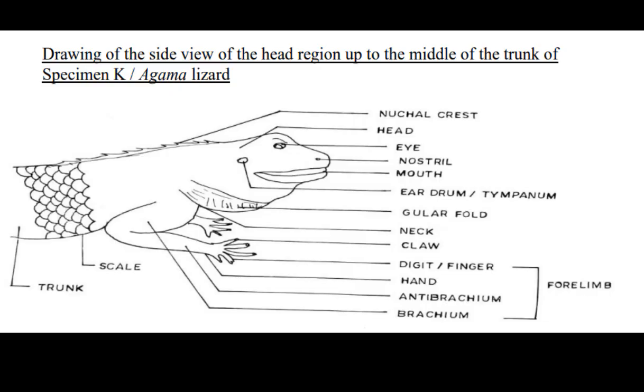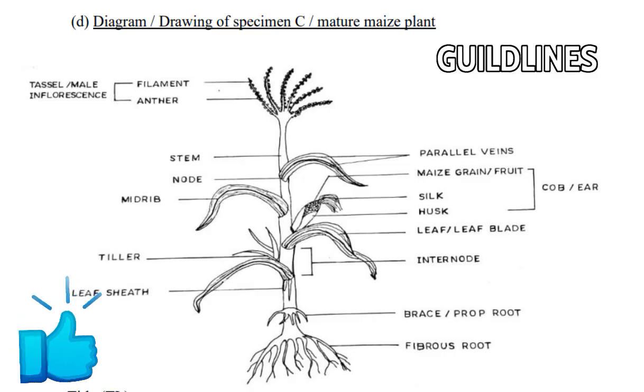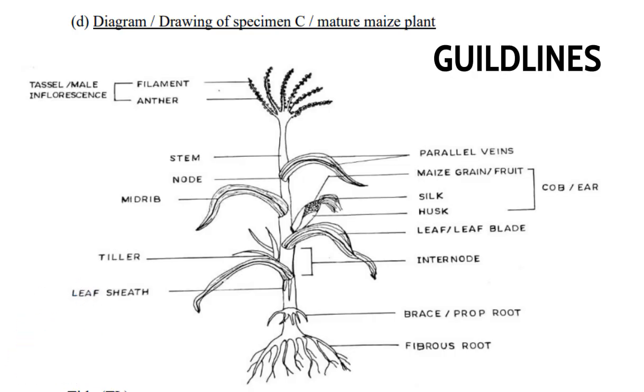And we are going to talk about guidelines next. Most people make a lot of mistakes with their guidelines, which can deduct marks. When you're drawing your guidelines, they must be drawn using a ruler and they must not cross each other. Just like the diagram of the maize I've shown you, where all the guidelines are straight and they are not crossing each other. We don't use arrows for your guidelines. We don't use arrows to point to the labels. We only use straight lines.